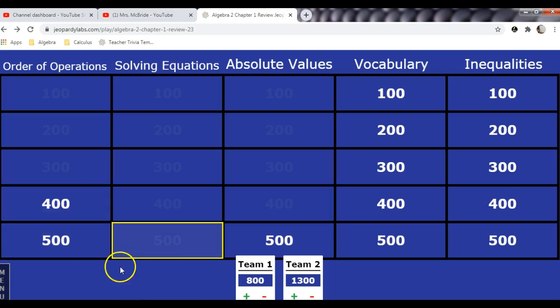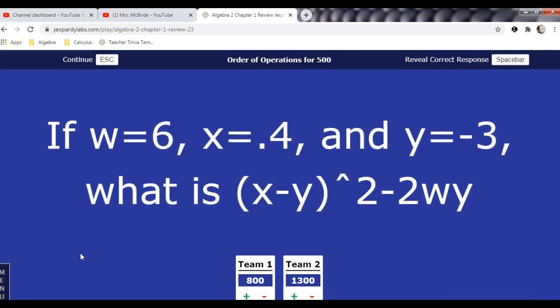I'm fairly certain you better take your time. You need a calculator because there is a decimal. It is 0.4. I know because I did this last week with different kids and they missed it. Is that a square? Yes. So it's 0.4 minus a minus 3 squared minus 2 times WY.